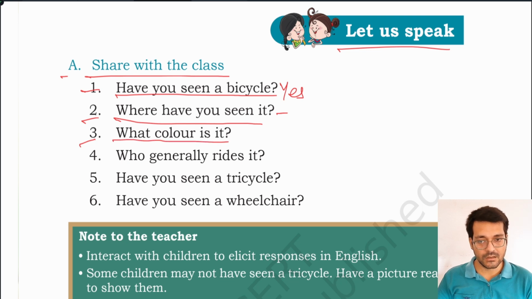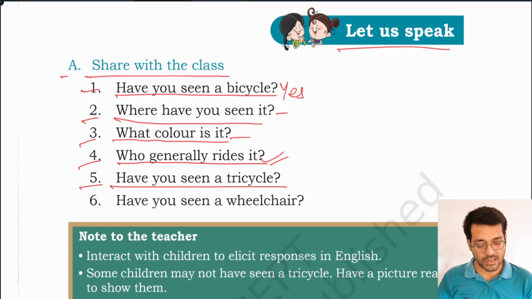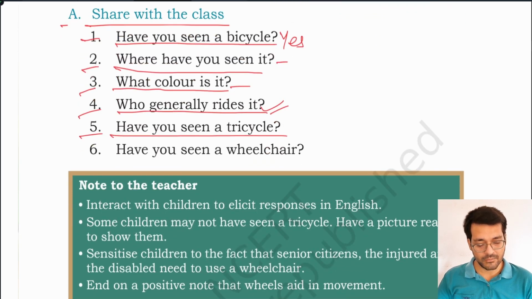What color is it? What is the color of your bicycle or the bicycle you have seen? You can write it here. Who generally rides it? Bicycle is generally ridden by children. Fifth, have you seen a tricycle? Have you seen a tricycle or a rickshaw that has 3 wheels? You may write it here.